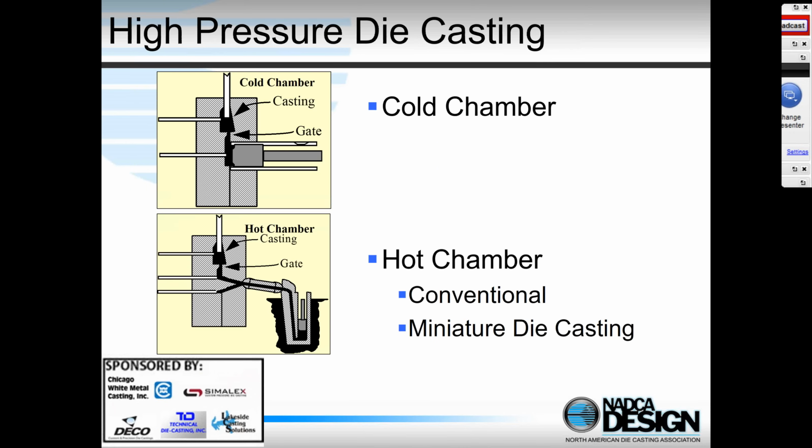So as I alluded to on the previous slide, there are two major categories of die casting. There's what's called cold chamber die casting, shown on the schematic at the top here. And then we've got hot chamber die casting, shown on the bottom. This slide shows the difference between the two processes. So let's talk about the cold chamber process. That's the one we reviewed on the previous slide.